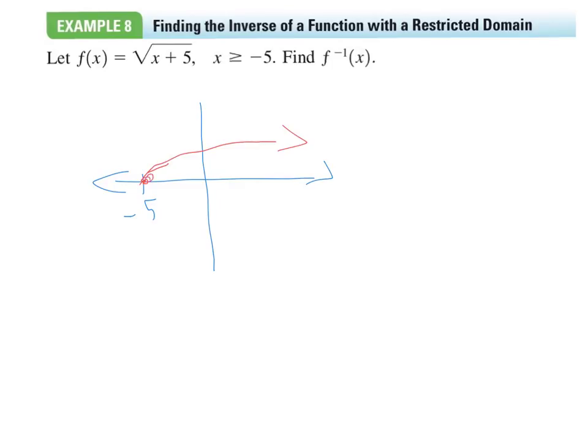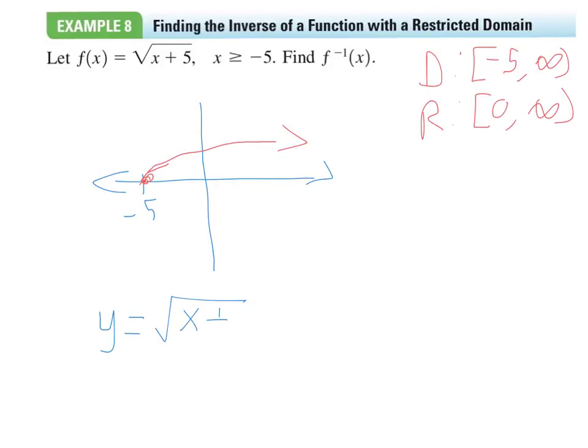And the domain would be all x values greater than or equal to negative 5, because if you picked any value less than -5, say -6, you'd get a negative number underneath the radical. So the domain for this would be all the x values from -5 to infinity, and the range would be all the y values from 0 to infinity. So now let's find the inverse. Let's replace the f of x with the y, so y is equal to the square root of x plus 5. Remember, our first step is always to swap the x's and the y's, so x is equal to the square root of y plus 5.